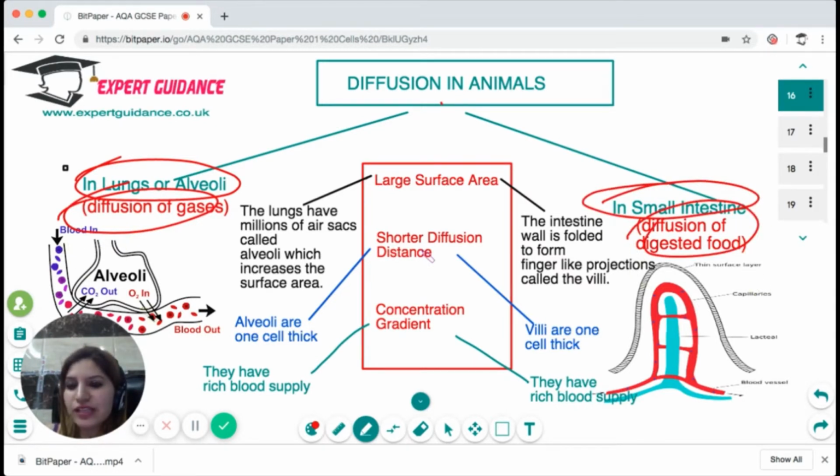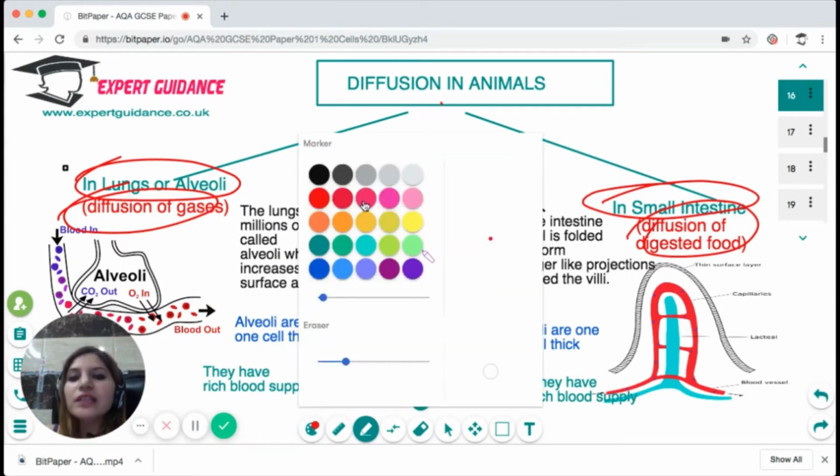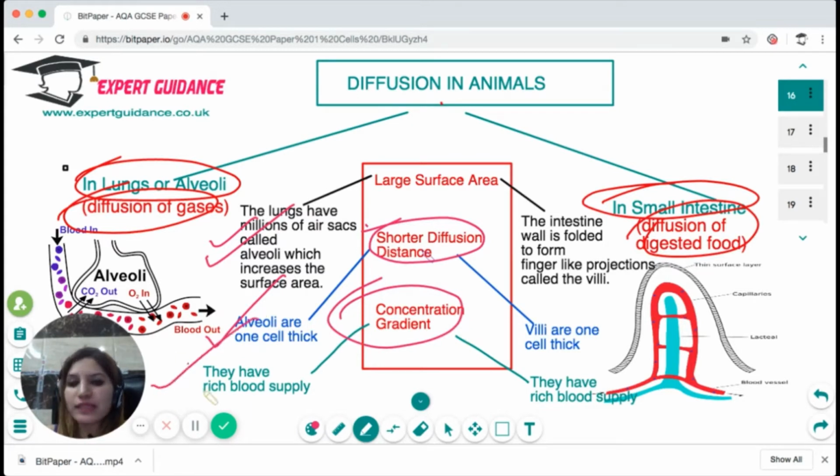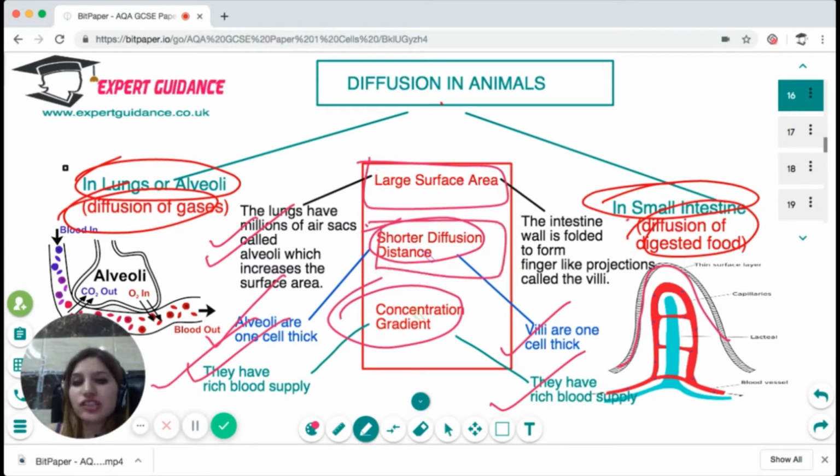If you see this structure of the alveoli, the lungs have millions of alveoli, which increases the surface area. For the shorter diffusion distance, they are one cell thick. And for maintaining the concentration gradient, they have rich blood supply. On the other hand, in the small intestine, the wall is folded to form finger-like projections called the villi. Villi are one cell thick and they have rich blood supply. So if this question comes in the exam, what are the adaptations? You need to talk about all these three factors: how the largest surface area is maintained, how the diffusion distance is maintained, and how the concentration gradient is maintained.